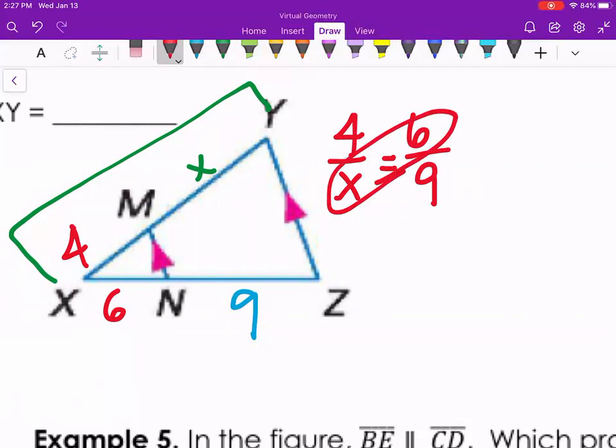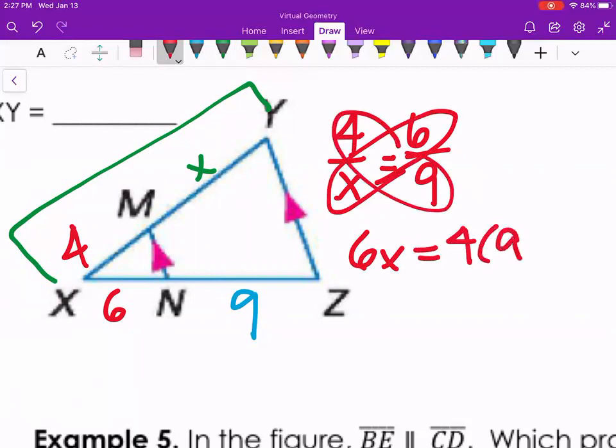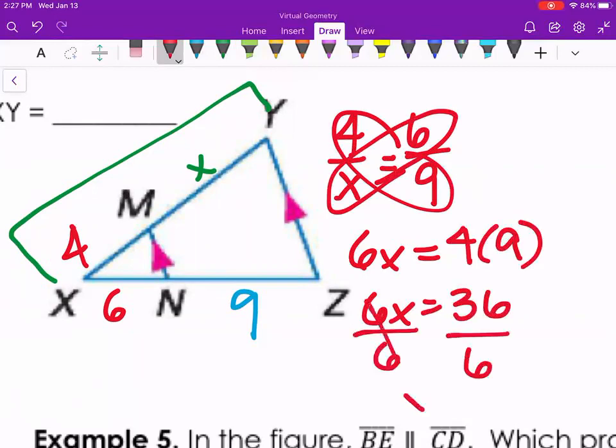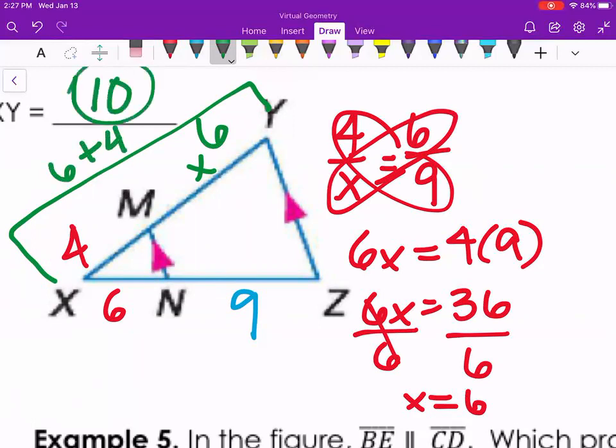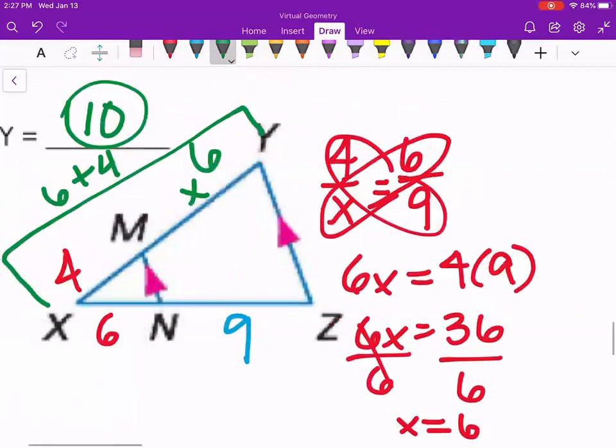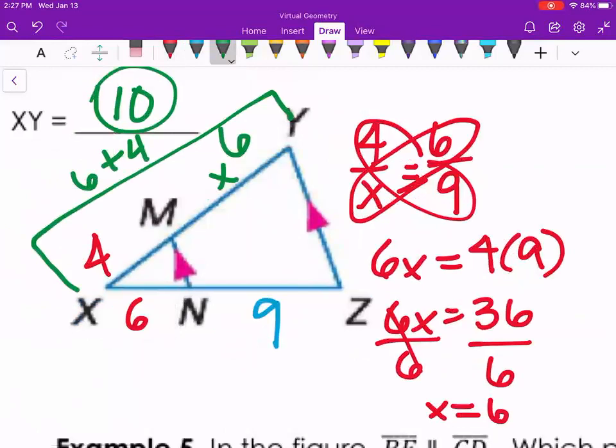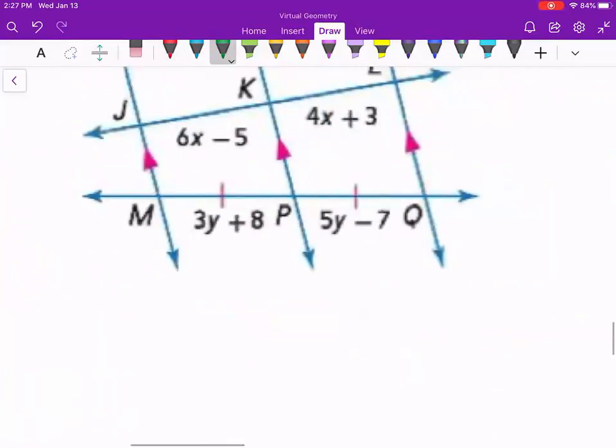All right, so 6 times x, 6x, equals 4 times 9, which gives us 36. Divide out your 6, and my x is 6. So this whole entire side is 6 plus 4, which means my x to y has a length of 10.